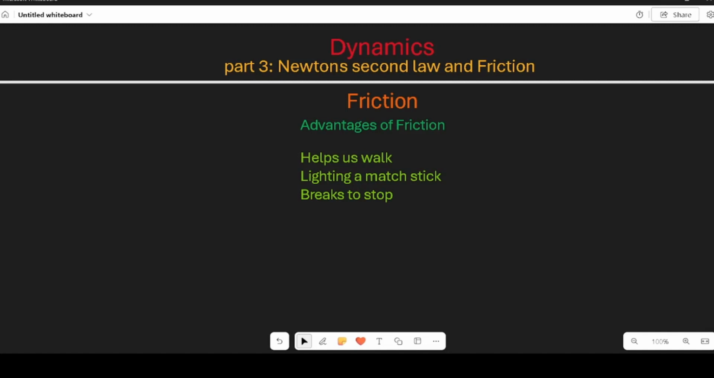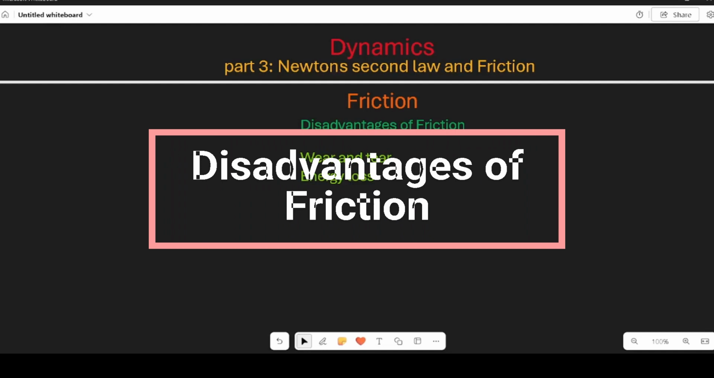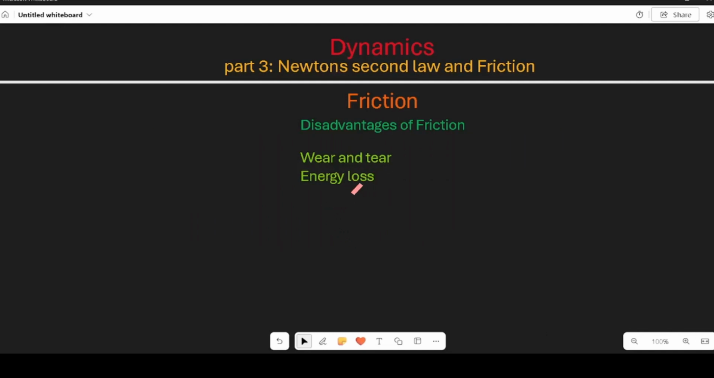Next, we will discuss the disadvantages of friction. There are two main disadvantages of friction. One is the wear and tear of tires. So when we're using the car or bike too much, the friction between the tires and the road causes the wear and tear of tires. Friction between parts of machines gives rise to heat.